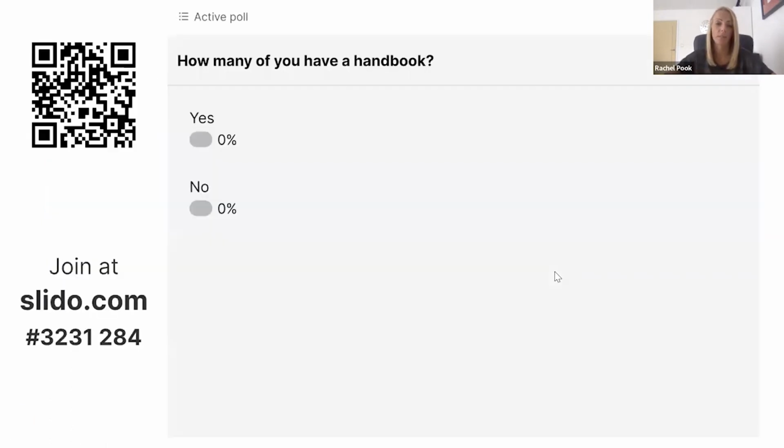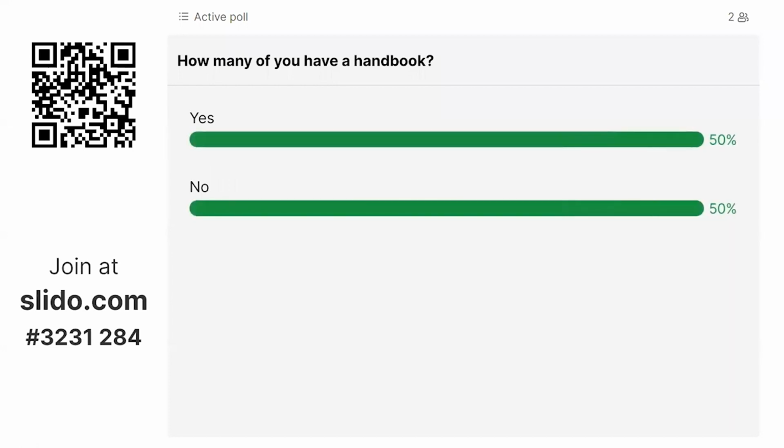Question. So for my benefit now, how many of you actually have a handbook within your organization? If you'd just like to scan the QR code on the slide of the screen, or go to slido.com and enter that number there, 3231284, and that will come up with the questions throughout today's session.